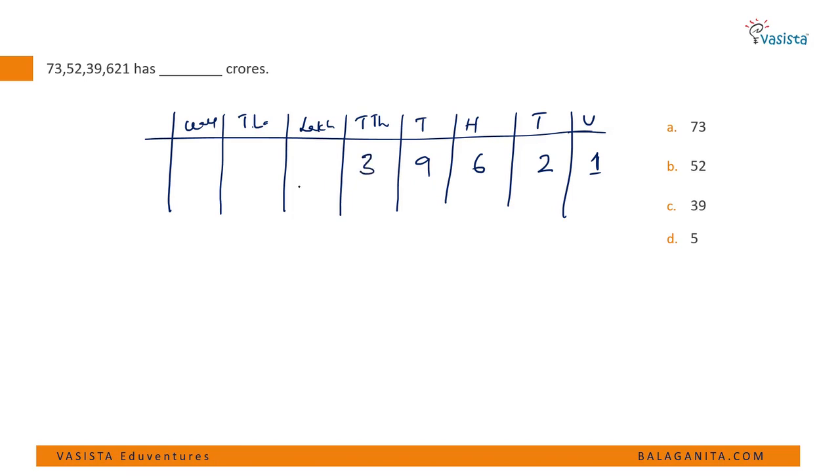And as well as 39,621, 2 lakhs, then 52 lakhs, 3 crore, then 73 crores. This is going to be 10 crores. The question is 73 crores, 52 lakhs, 39,621 as how many crores?